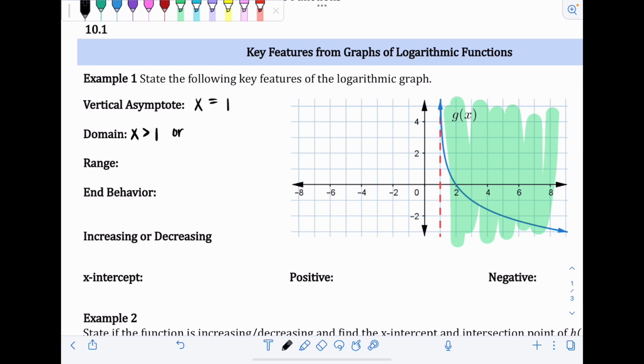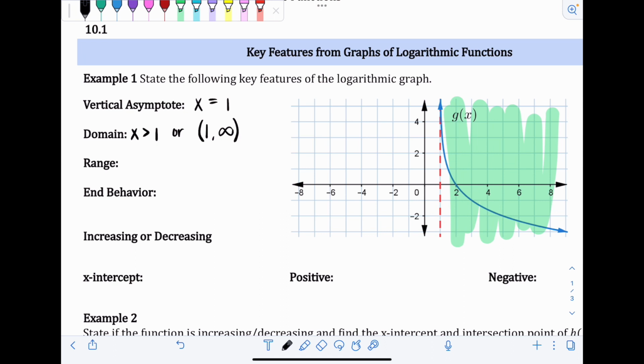Or you could write it in interval notation, and in interval notation you say the leftmost boundary and then the rightmost boundary. So since we're starting at 1 and then we're going everywhere to the right, it'd be 1 to infinity. And then remember with interval notation, use brackets or parentheses to indicate if the value is included in the domain. So since we have a vertical asymptote at 1, you won't actually ever cross that line. So we put parentheses around 1, and then it's always parentheses around infinity.